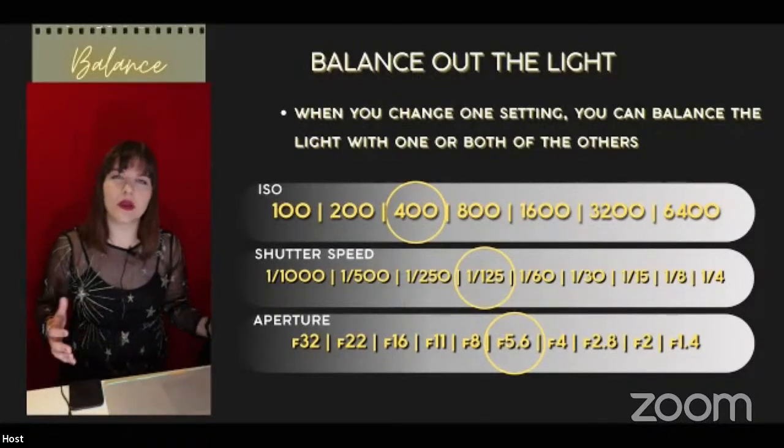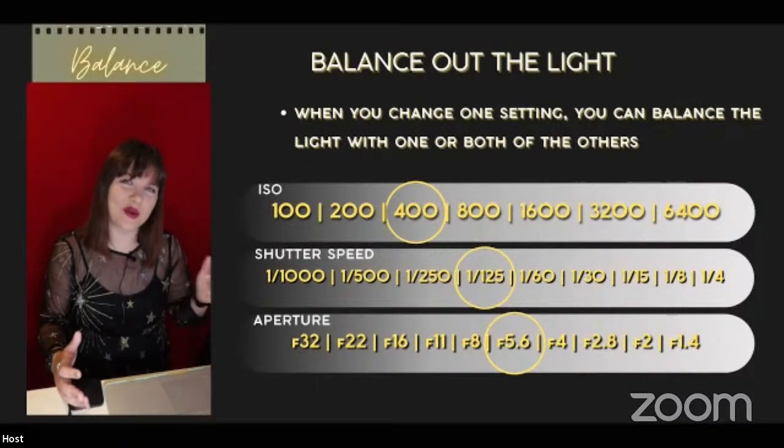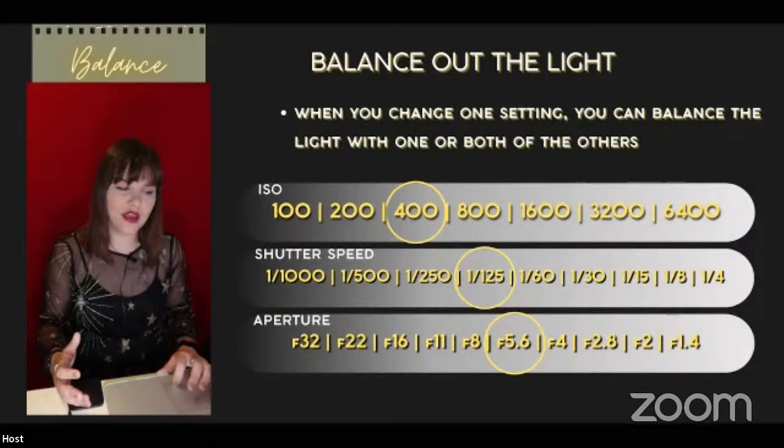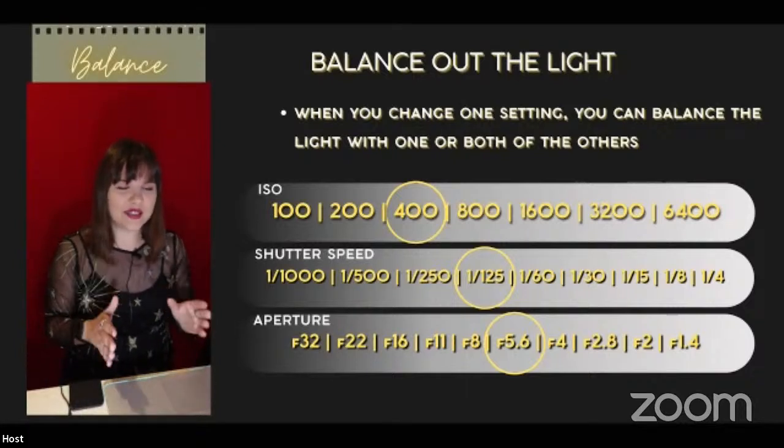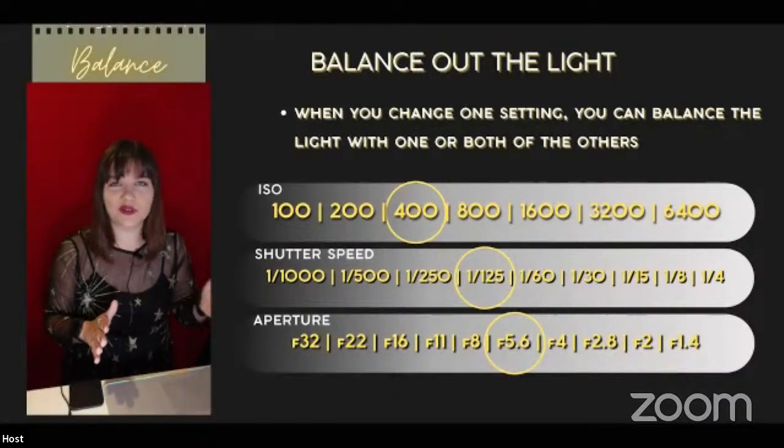ISO and shutter speed make sense in terms of how their numbers relate to each other and the stops that we go through. Aperture is where it gets weird. But it's still, this graph over here, those are the full stops.